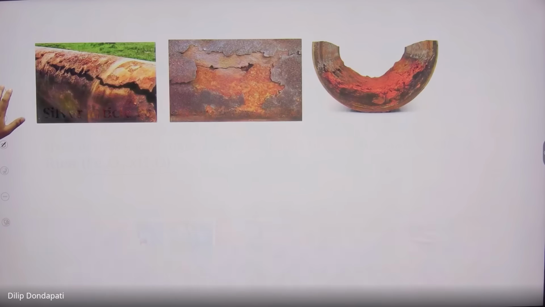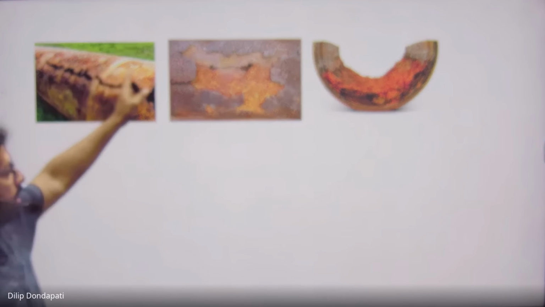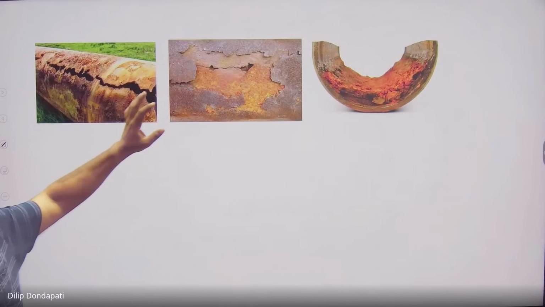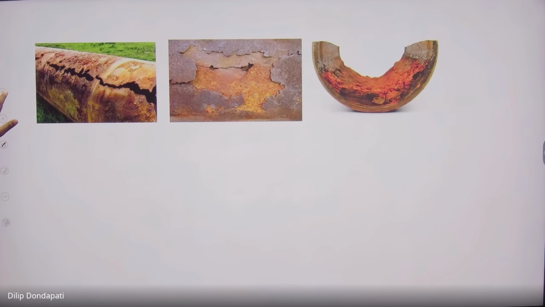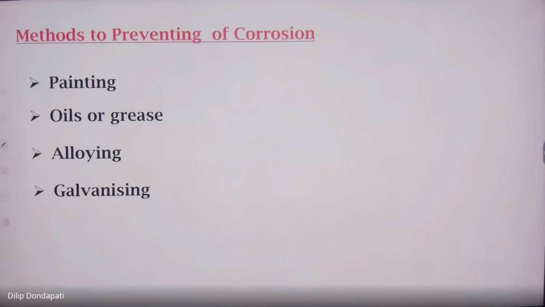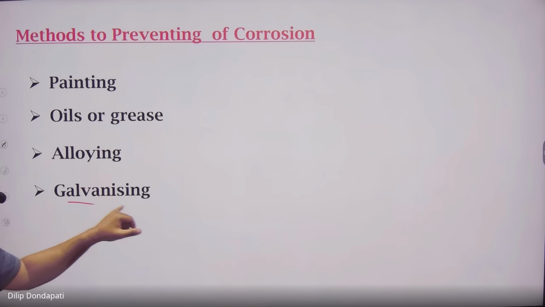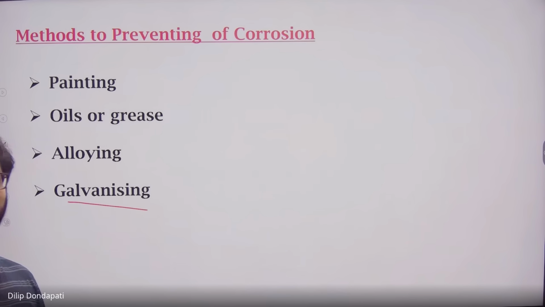And iron causes a lot of problems. Big pipes are so costly, my equipment will be lost because of corrosion. So to avoid that, we have some methods: painting, oil and grease, alloying, galvanizing. These are the methods by which we can avoid corrosion. That's why if there are grills in our windows, you observe there is a black coating painted so that corrosion will not happen.